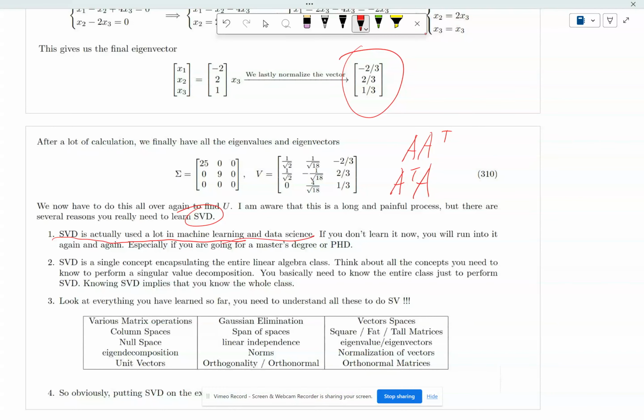In any case, if you don't learn SVD now, and if you're going to do a master's or PhD, you will run into it again. So you might as well learn it the first time.